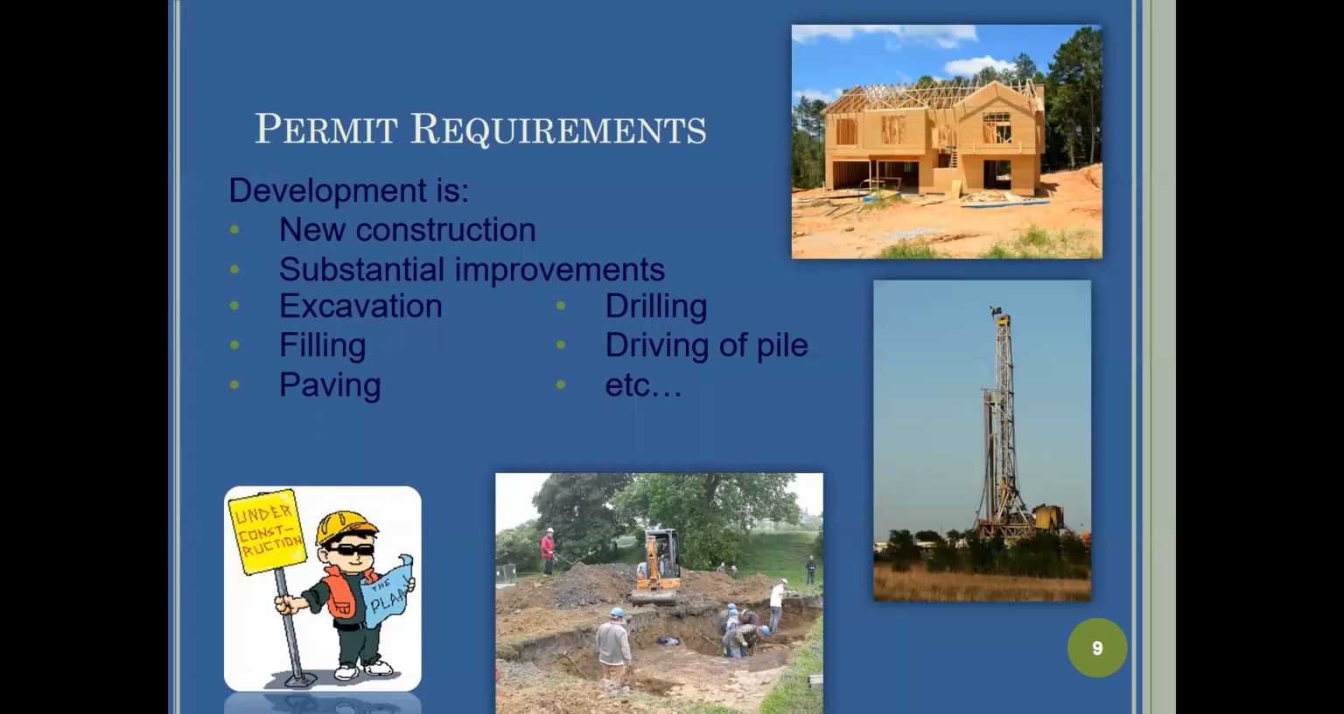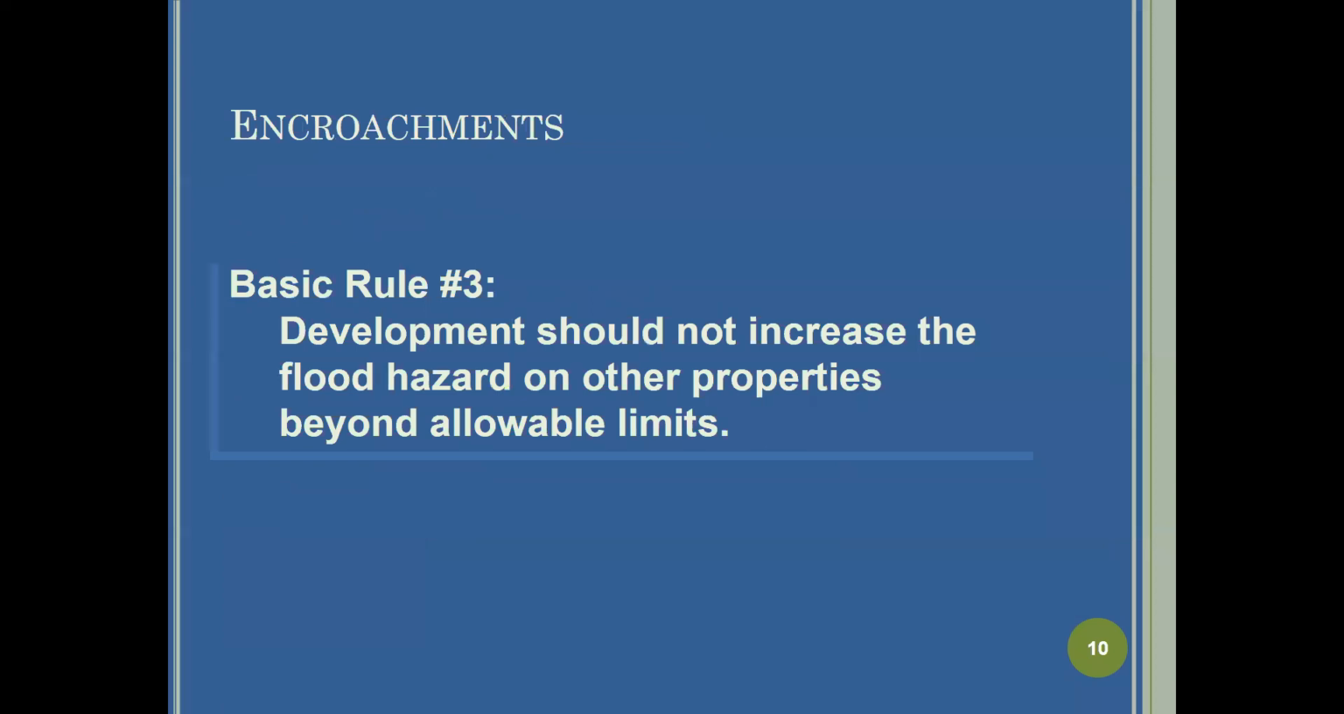I think we've issued over 20 floodplain development permits so far this year, and fewer than a half dozen actually resulted in a permanent structure or a permanent change to the grading above grade. So rule 3: development should not increase the flood hazard on other properties beyond allowable limits.